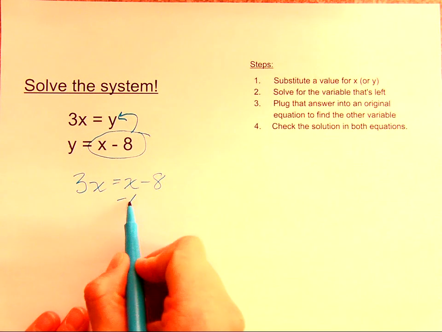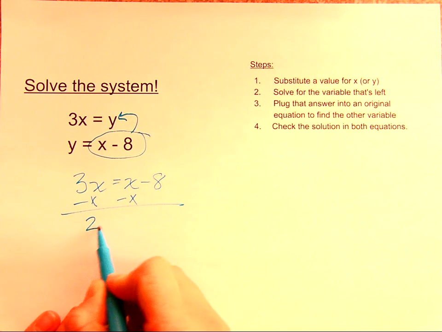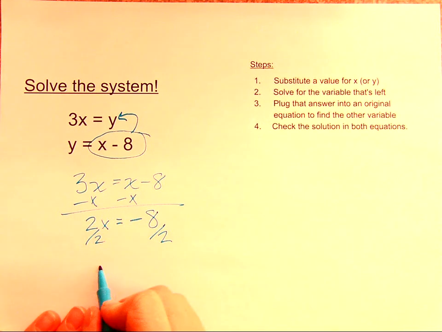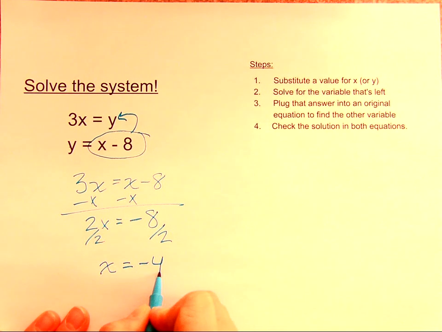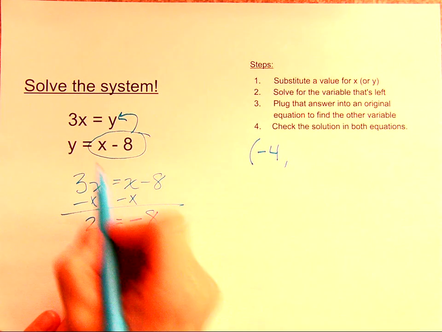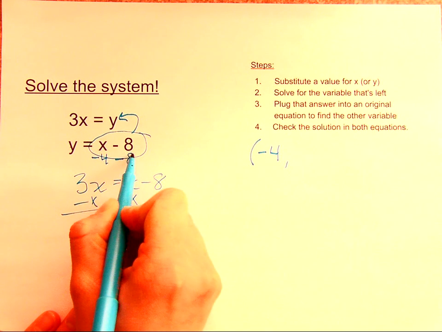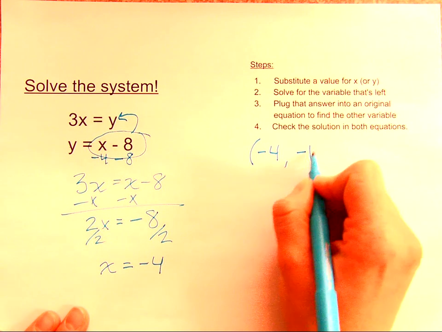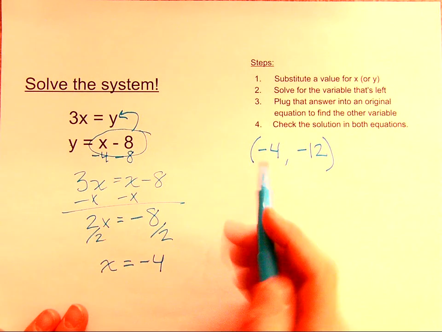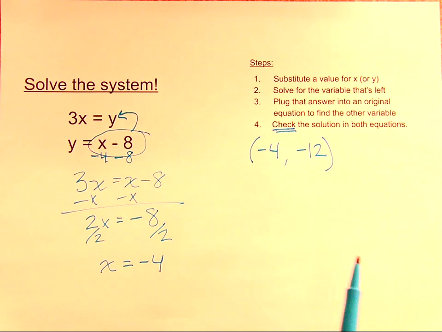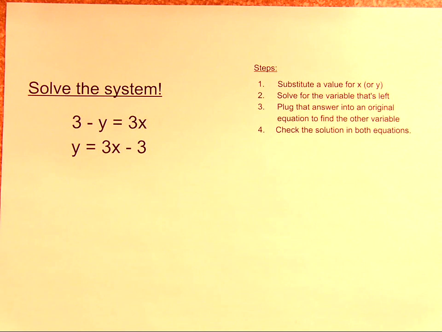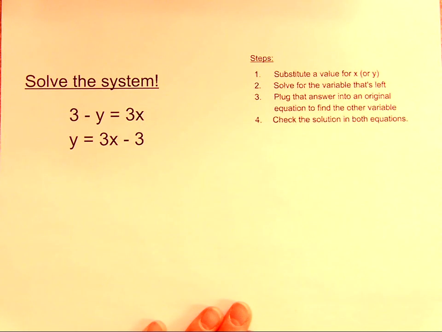So I'm going to subtract x. So 2x is equal to negative 8. Divide by 2. X is equal to negative 4. So plug that in here. Negative 4, subtract 8. Y is going to be negative 12. Okay, and again, remember you can be checking those answers. Couple more. Pause and try this one.